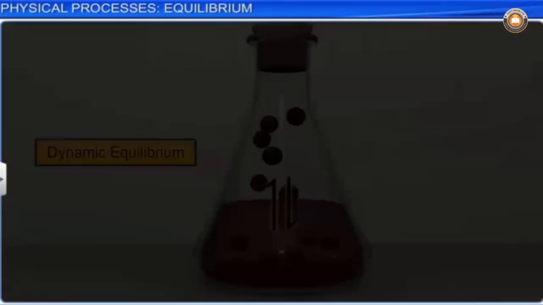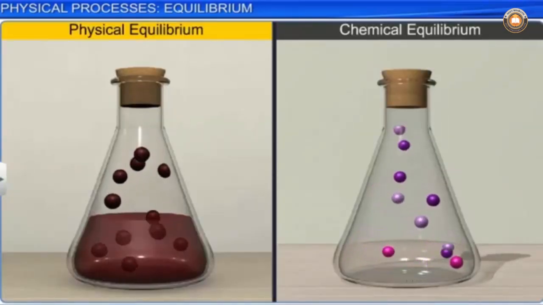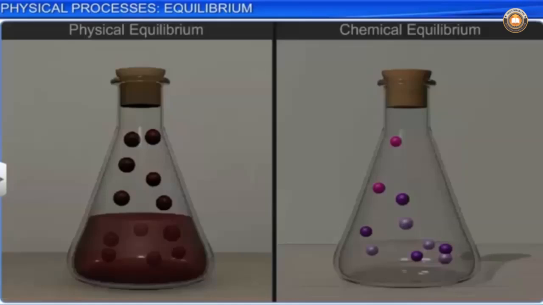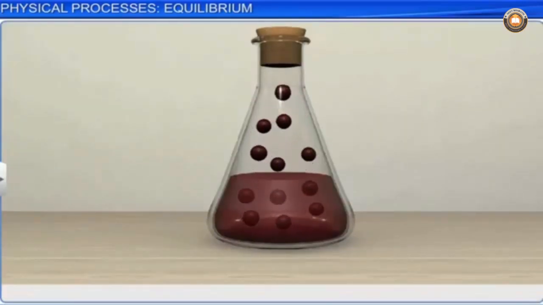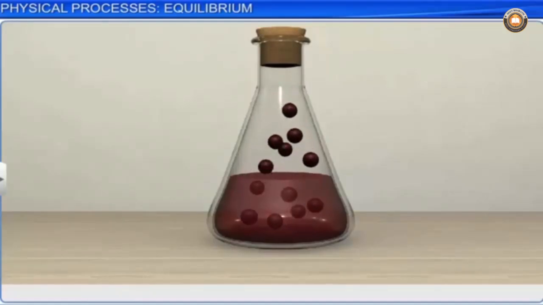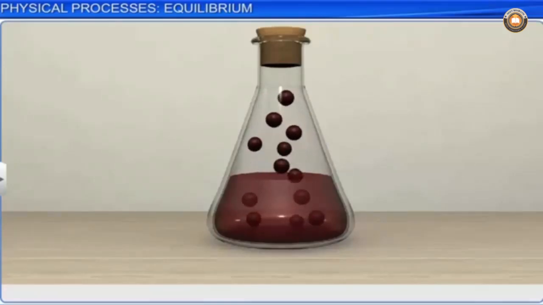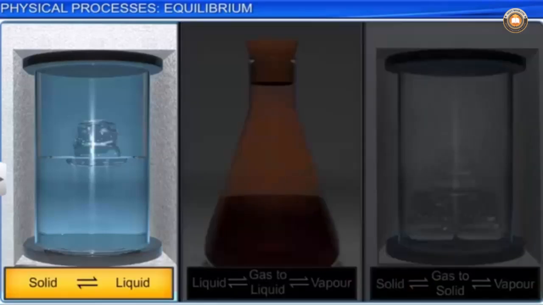Equilibrium can be established for both physical and chemical processes. At the equilibrium state, if there is a change in the physical state, the equilibrium is called physical equilibrium. The important aspects of equilibrium involving physical processes can be understood by studying some phase transformation processes, such as solid-liquid, liquid-vapor, solid-vapor.